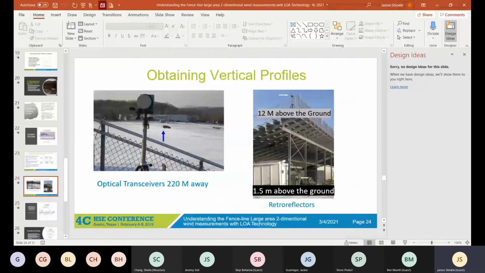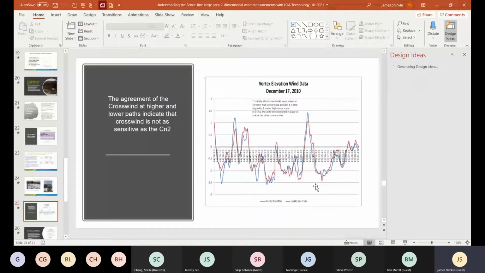With the optical system, here's Sung, he's out in a truck and he's shooting up at this retroreflector. We put one at 12 meters above the ground and one at 1.5 meters above the ground. We did a crosswind analysis to see if the agreement of crosswind at higher and lower planes indicates that the crosswind is not that sensitive to measurements, whether they're higher or lower, right?